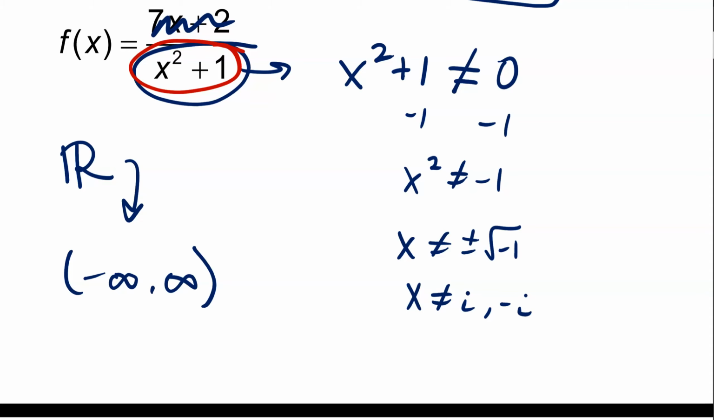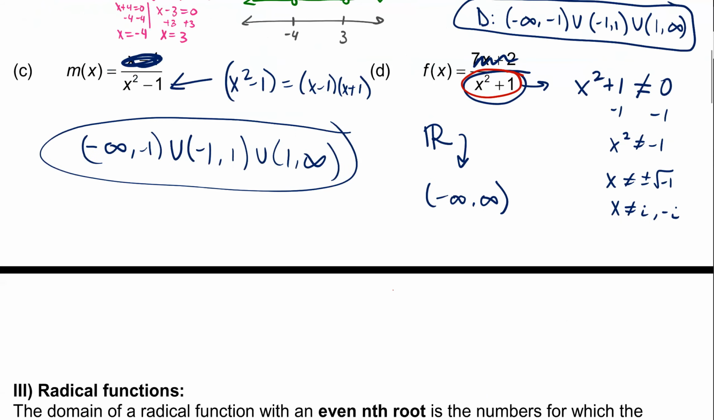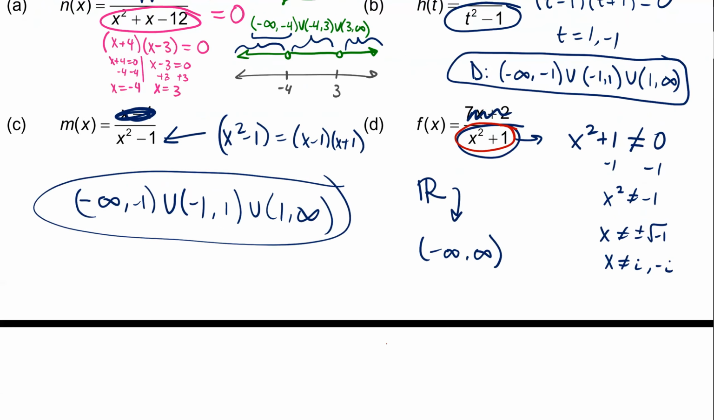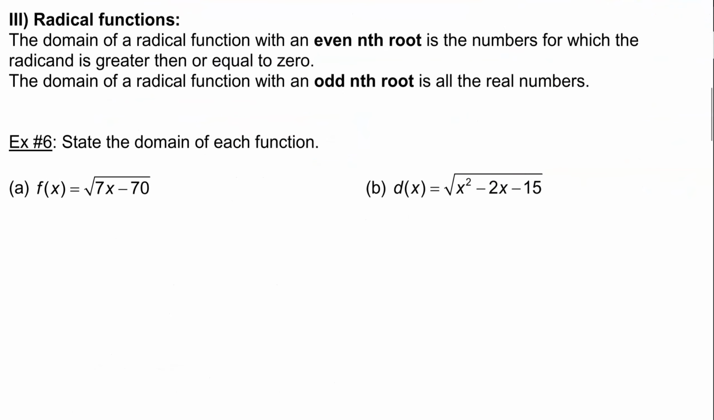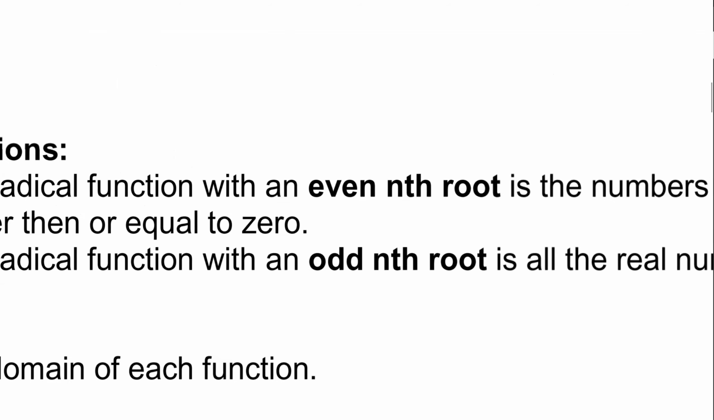Okay, perfect. So we talked about polynomials, we talked about rational functions. Now we're going to talk about radical functions. This is why I've been being very specific about even roots, because even roots are different than odd roots. What do I even mean by an even root? An even nth root.